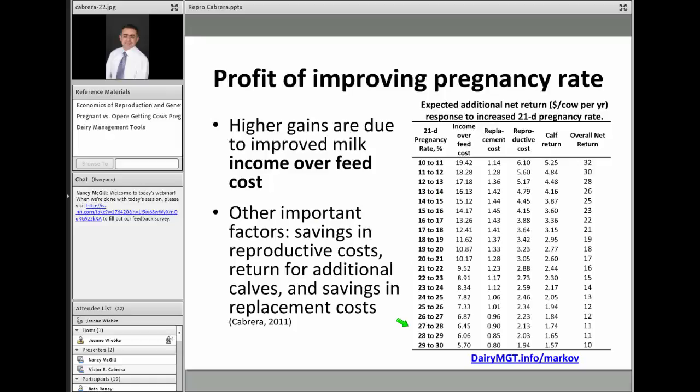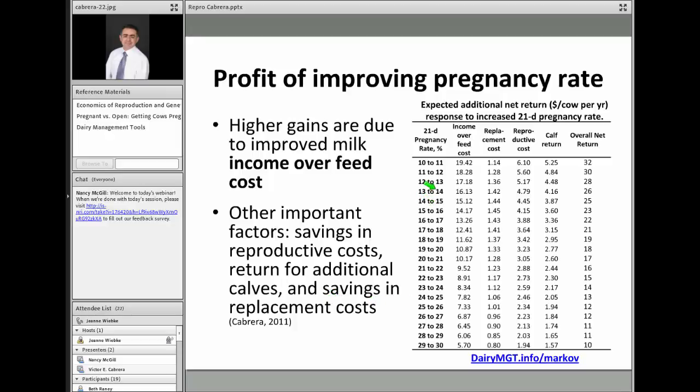Let's see this result in a little more detail right here. Higher gains, as I mentioned before, are due to improved milk income over feed costs. But there are other important factors that will affect these gains, for example, savings in reproductive costs, return for additional calves, and savings in replacement costs.